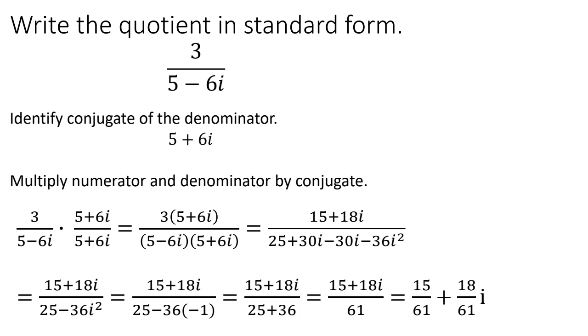So I'm going to separate it into two fractions. The real part would be 15 divided by 61 plus 18 divided by 61i. This is my imaginary part. And this is the answer that your homework wants. Always in standard form. Real plus imaginary. Okay.